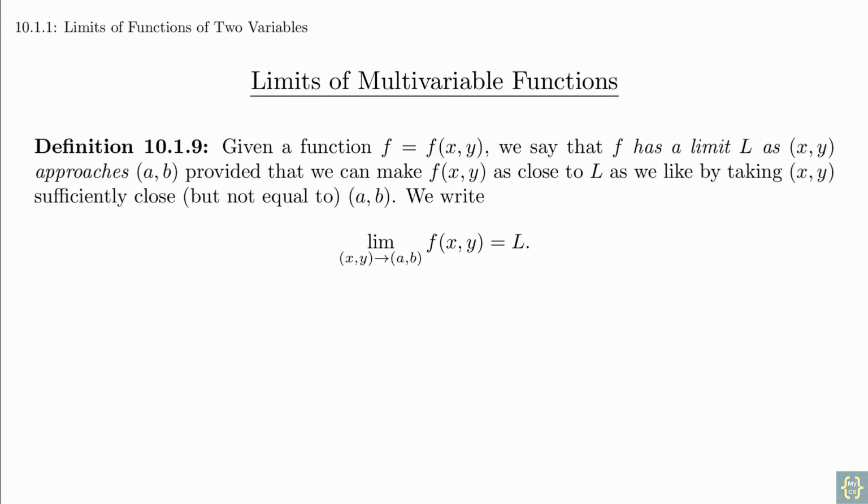Definition. Given a function f of the independent variables x and y, we say that f has a limit L as (x, y) approaches (a, b), provided that we can make f(x, y) as close to L as we like by taking (x, y) sufficiently close but not equal to the point (a, b). And this is the notation that we use.